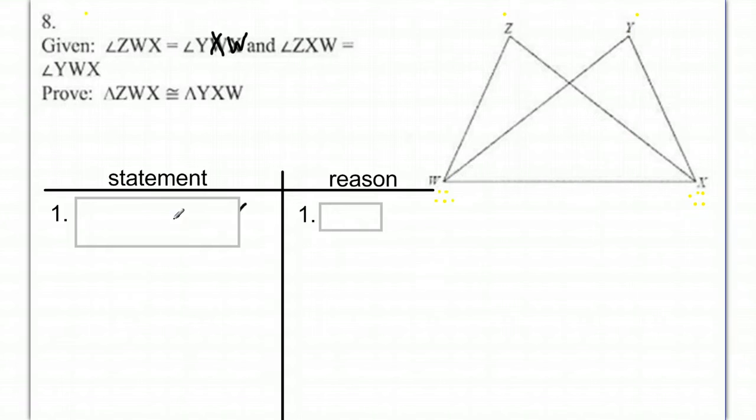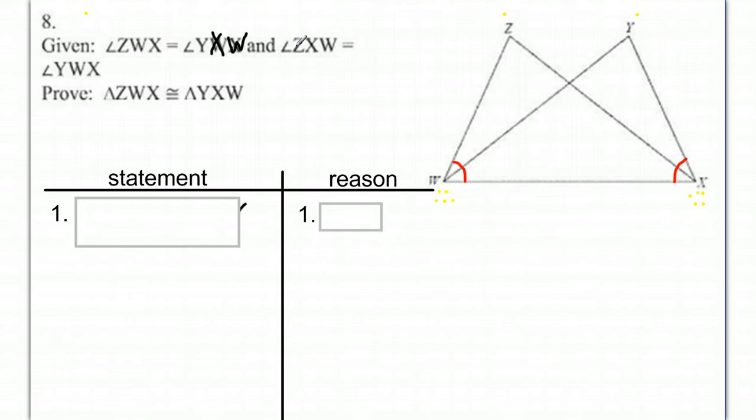Alright, so let's see what information we are given. We are given that angle ZWX, this one right here, is equal to YXW. Now, I don't know if you have that same type of diagram I did, but YXW is going to be this big angle over here. So we are told that those two are equal, and we're given that.